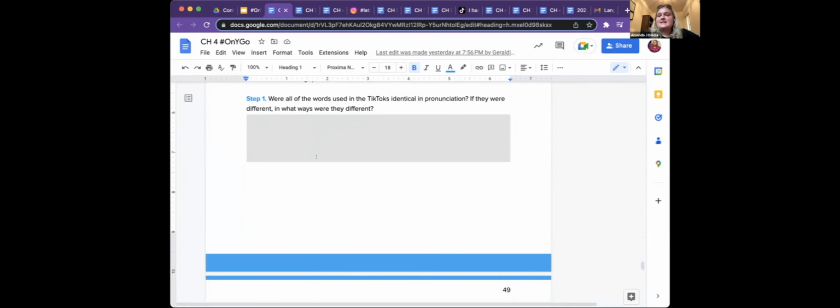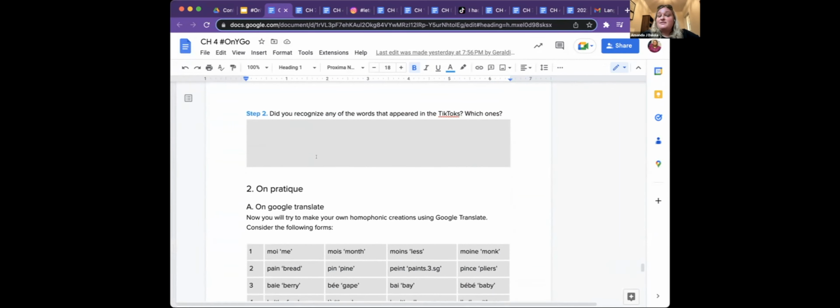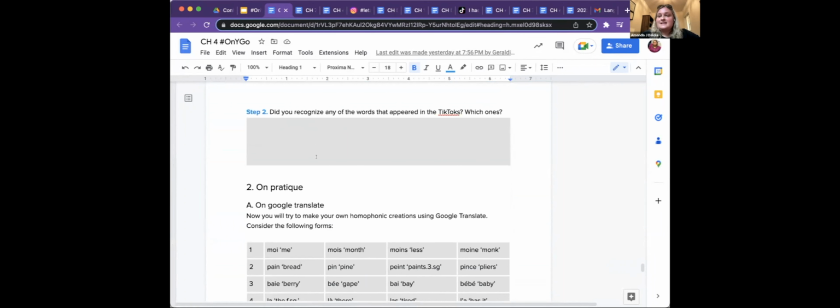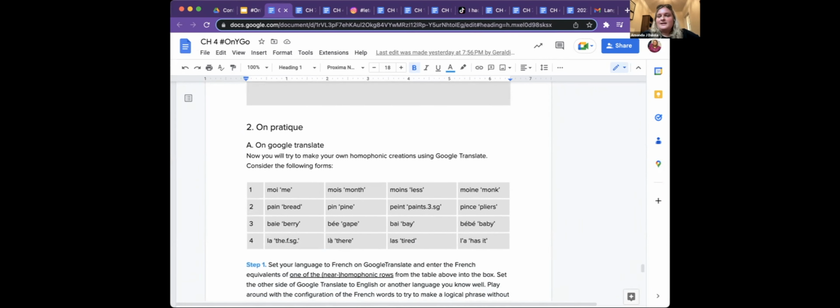We ask them to listen and observe. We ask them if they recognize any of the words that appear in the TikToks. This is really important, the noticing function for learners at the beginner level. The next part is one where they get to play around with the meat and potatoes, if you will, of the activity, which is often fun. We actually give them a series of homophones and we say, okay, you're gonna do this for yourself.